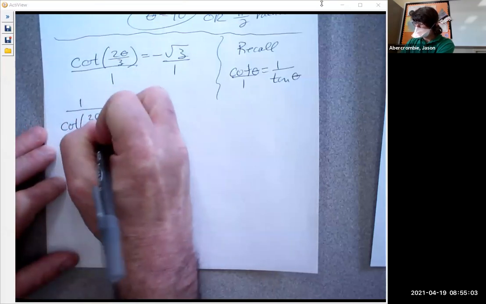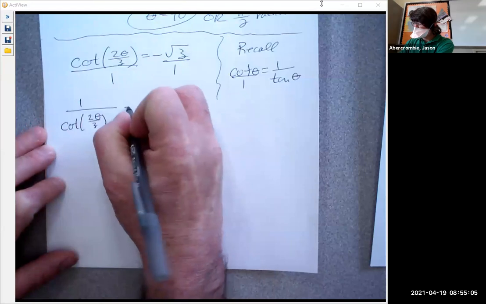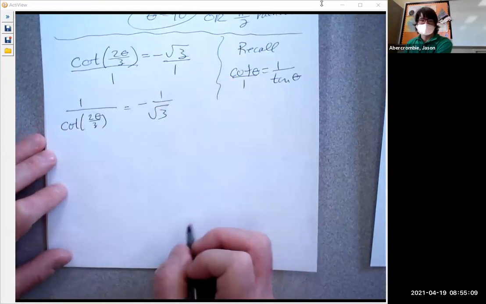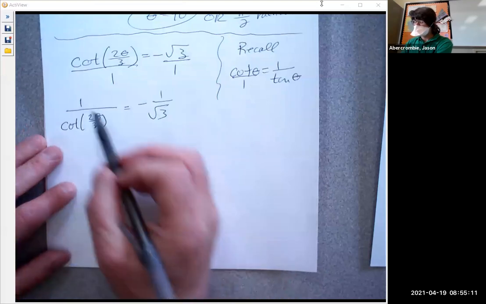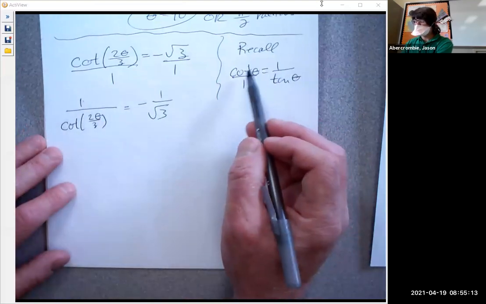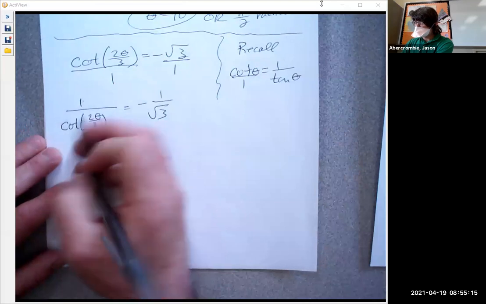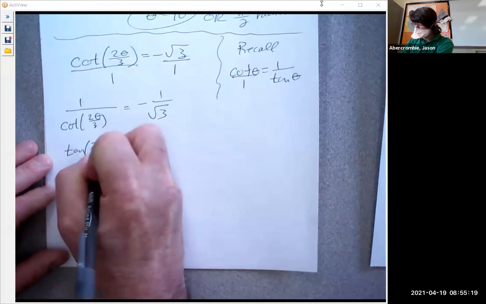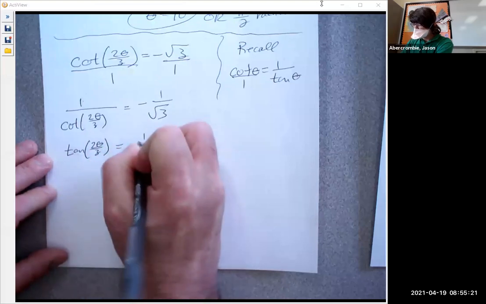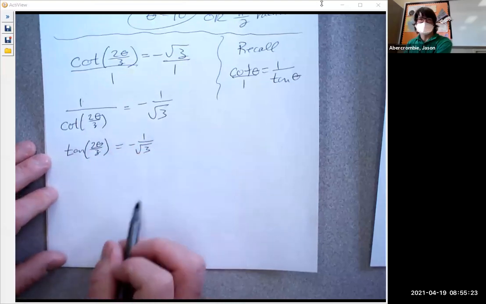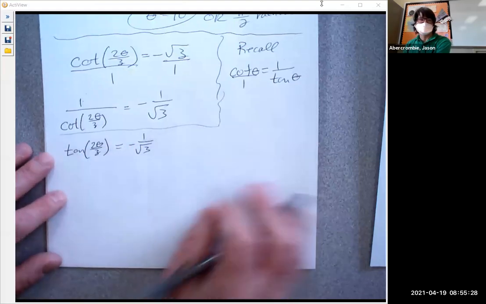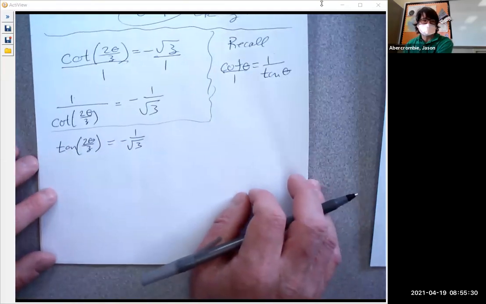So if you flip one side, you can flip the other side. Cotangent becomes 1 over cotangent, 2 theta over 3 equals negative 1 over root 3. And it turns out cotangent is 1 over tangent, and 1 over cotangent is tangent. So now we've got something I know how to work with, something in my table. Since I don't have cotangent in my table, I've got tangent now.